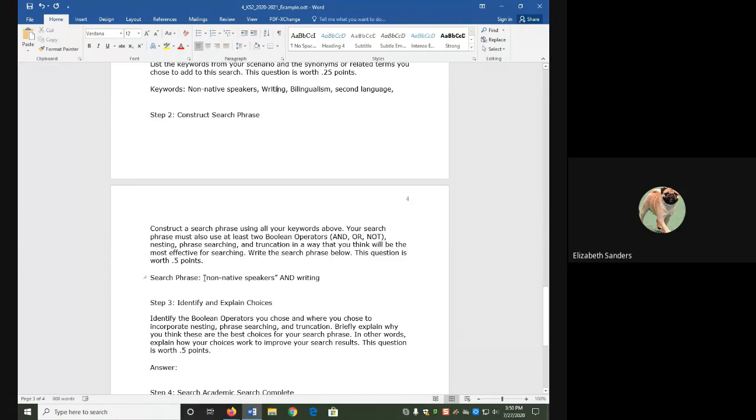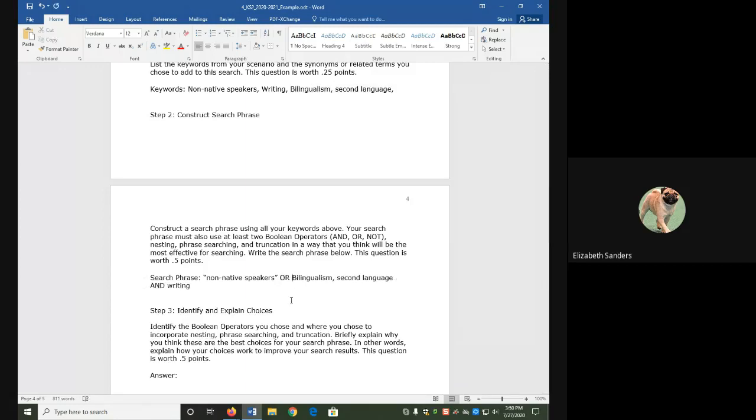I started with non-native speakers in phrase searching, since it's a phrase and not a single word. I used AND to connect it to writing because we wanted results that had both keywords. When I look to add in bilingualism and second language, these are similar to non-native speakers, so it would make the most sense to OR them together. As long as it mentions at least one of these, it's still relevant to my search.